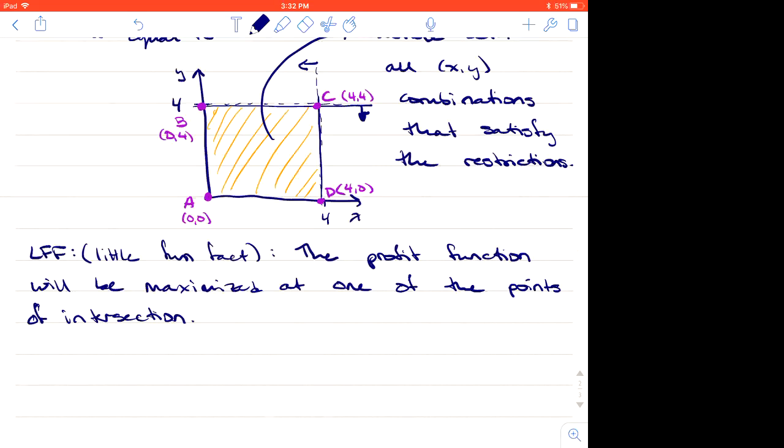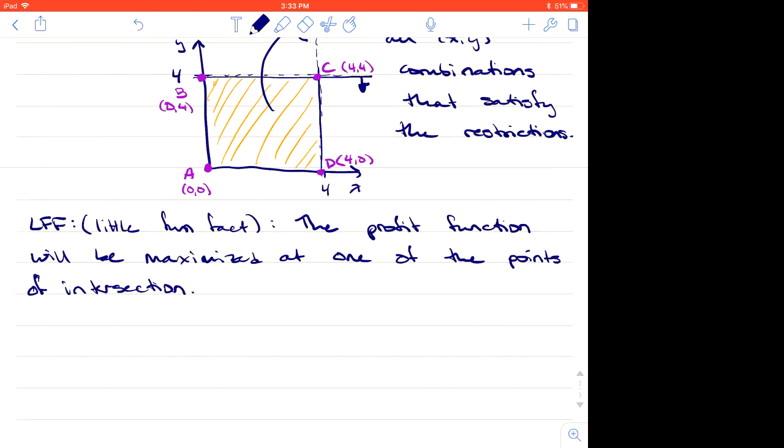Later we'll see that it's not always going to be this easy, and that's why we had to develop how to solve a system of equations, essentially solving for a point of intersection. Because we're not always going to be able to look at it and say, oh, that's at 4, 4 and 0, 4 and 4, 0. So that's where we're headed. But for now, the profit function is going to be maximized at one of these points of intersection. So what we do is we make a table of all these ordered pairs, all the points of intersection, and then we evaluate the profit function at each of those XY combinations. The highest profit there, that's where you're maximizing your profit function.